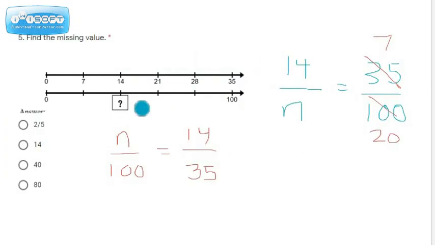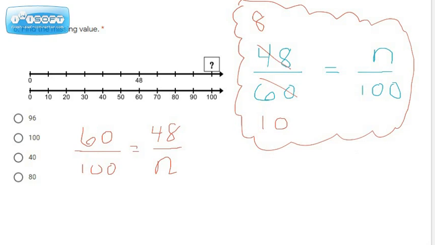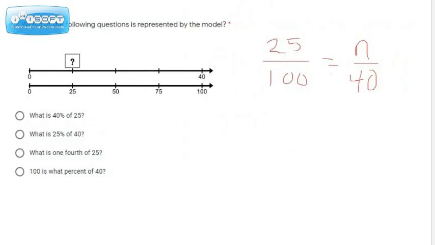For this one, I'm recommending setting it up like this: some number out of 100 is equal to 14 out of 35. Setting it up in the blue format is not incorrect, but this does adhere to the idea of parts and wholes. So let's skip ahead to questions like this.